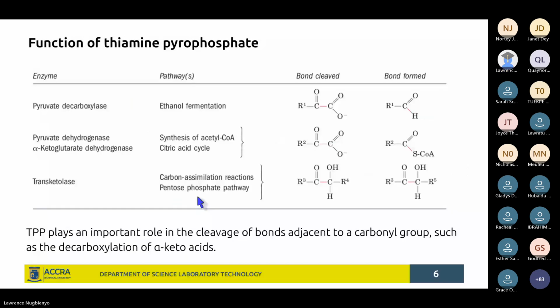Now, what are the reactions that the thiamine pyrophosphate is involved in? So we have thiamine pyrophosphate being a coenzyme to pyruvate decarboxylase. So these are some examples of enzymes that thiamine pyrophosphate is a coenzyme to. And the first is pyruvate decarboxylase. And this enzyme, pyruvate decarboxylase, you'll find it in, say, ethanol fermentation.